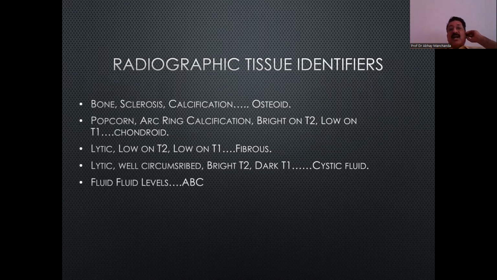But when the lesion is lytic, and it is low on T2 and low on T1, that could be a fibrous tumor. When the lesion is lytic and it is well circumscribed and it is bright on T2, dark on T1, that's a clear sign of a tumor with cystic fluid. And when you find levels in the tumor, which is filled by fluid, you must think of aneurysmal bone cyst.